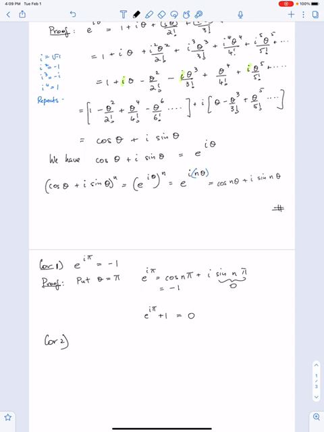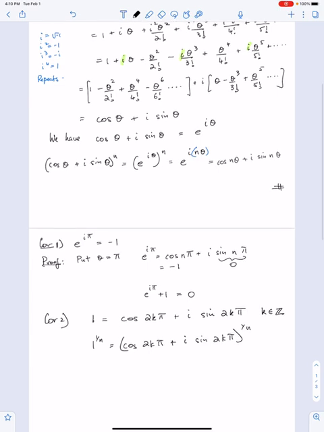We can write 1 as cosine 2k pi plus i sine 2k pi, right? And k here is just an integer. So instead of raising 1 to n, let's raise 1 to 1 over n, and we get cosine 2k pi plus i sine 2k pi, raised to 1 over n.